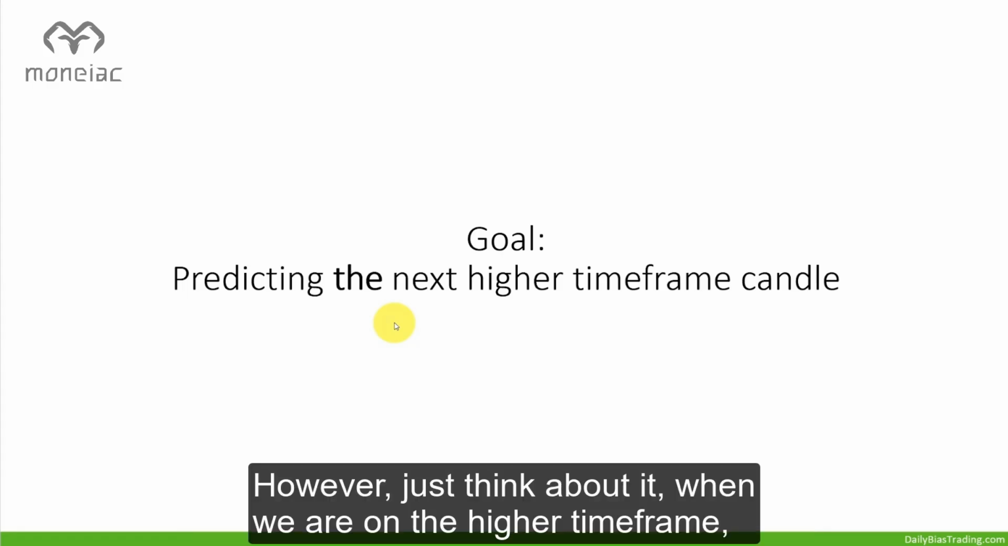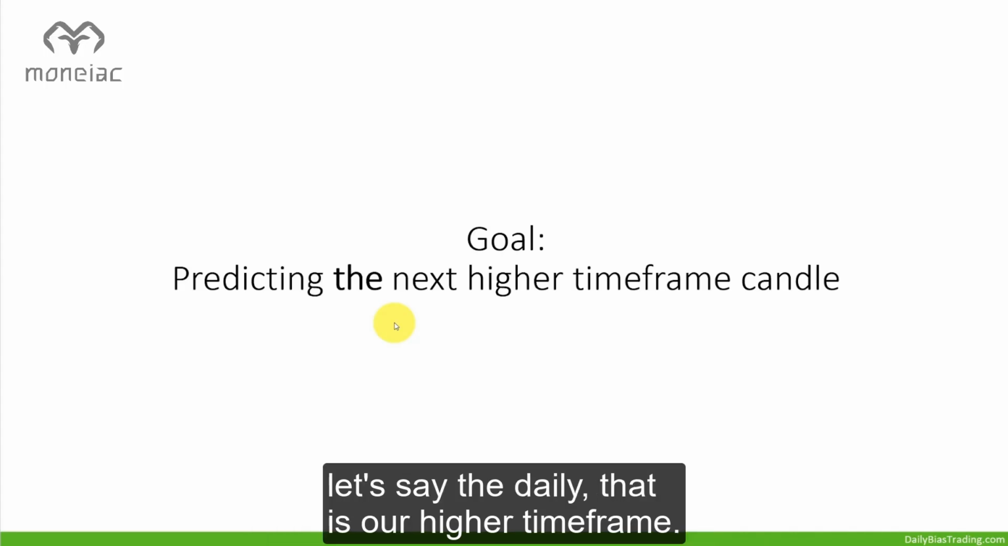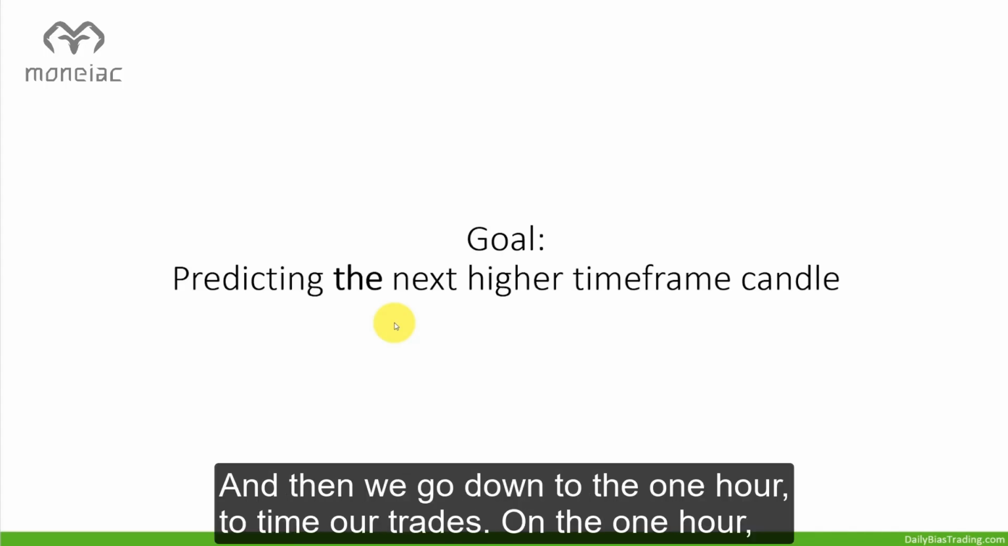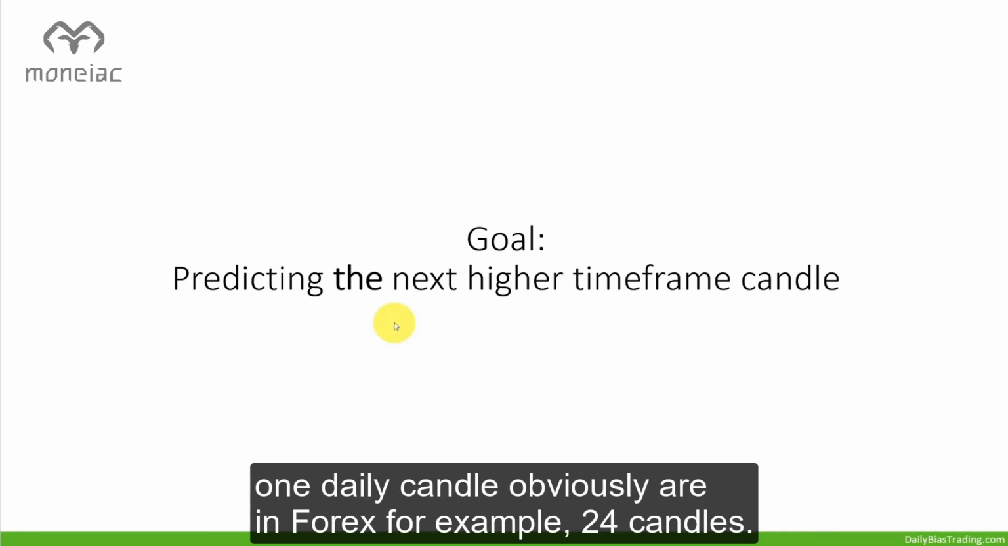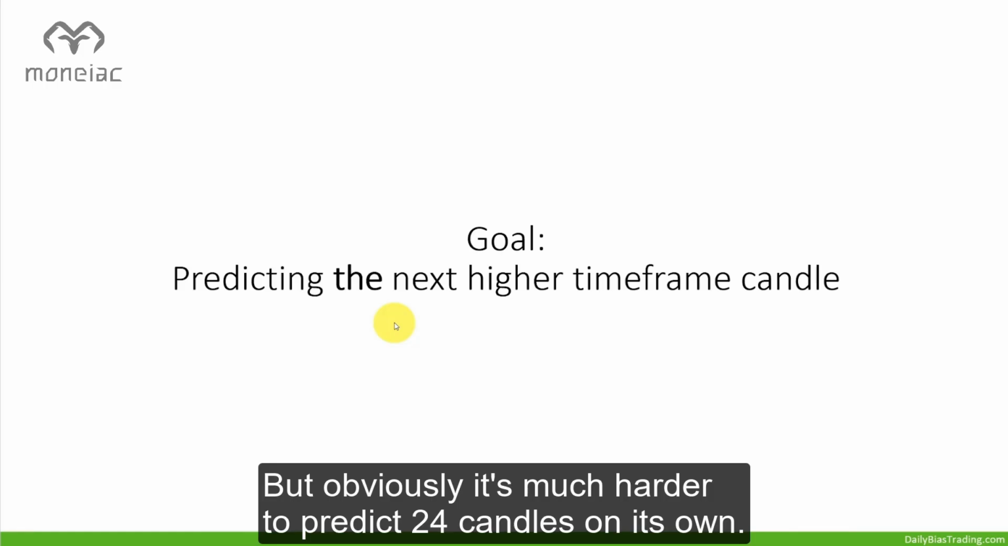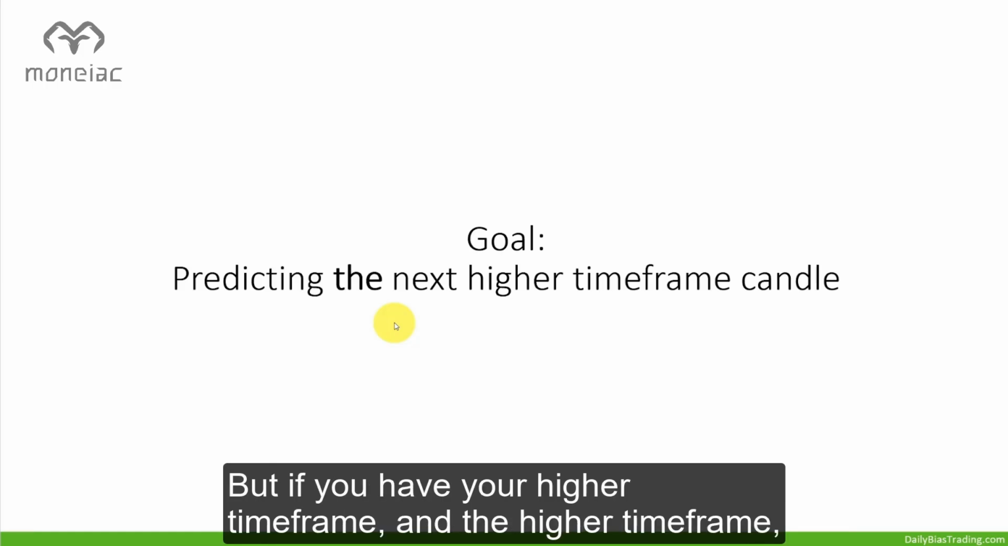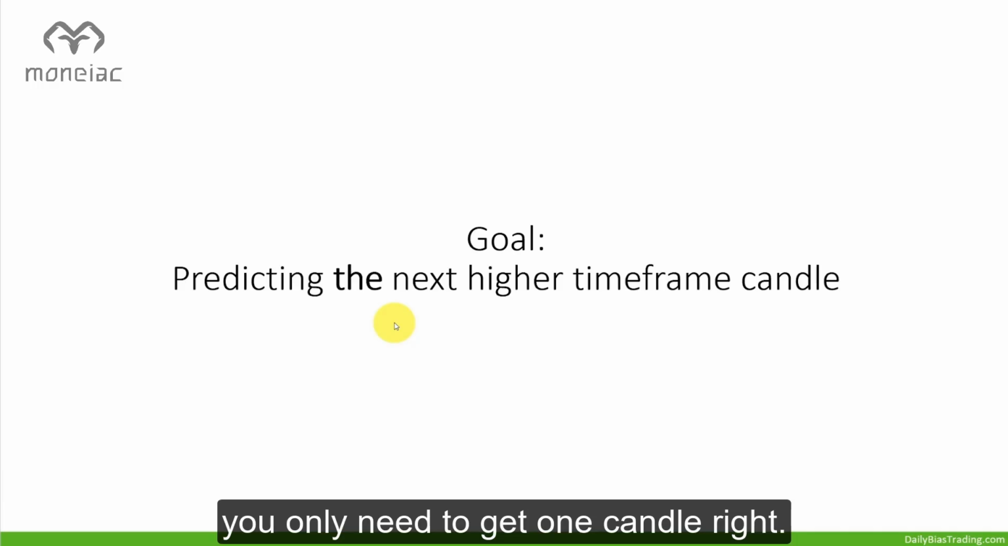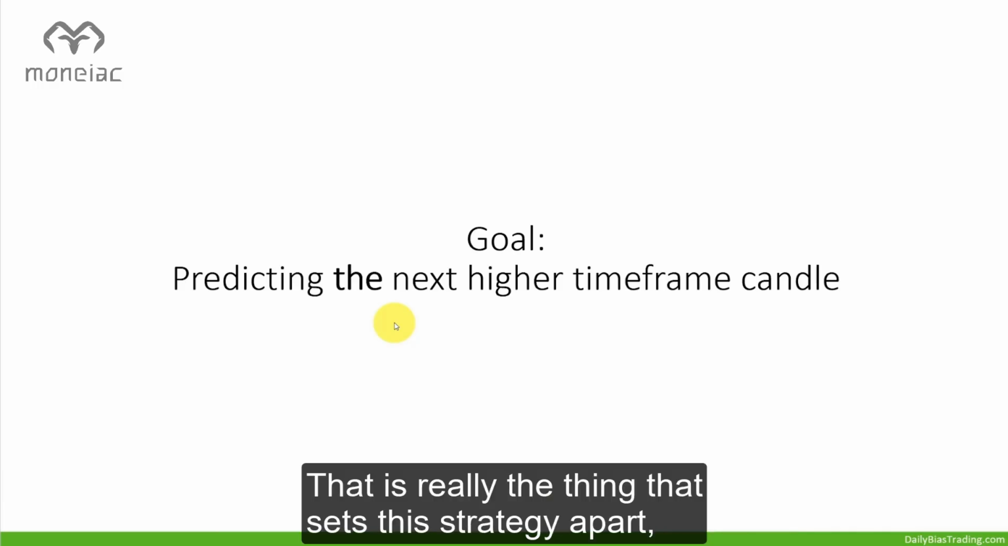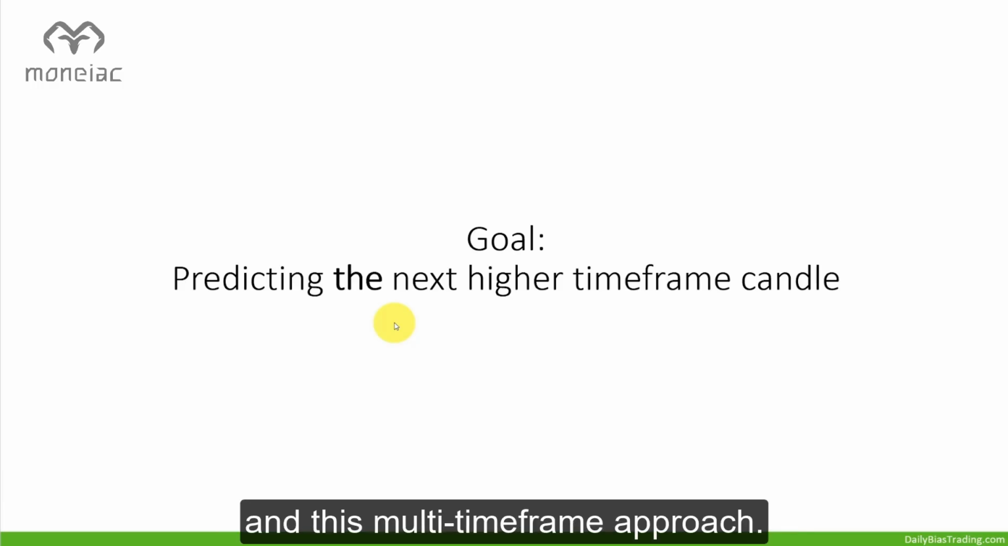However, just think about it. When we are on the higher time frame, let's say the daily, and then we go down to the 1 hour to time our trades, on the 1 hour, one daily candle in Forex, for example, is 24 candles. It's obviously much harder to predict 24 candles on their own. But if you have your higher time frame, you only need to get one candle right. That is really the thing that sets this strategy apart, this multi-time frame approach.